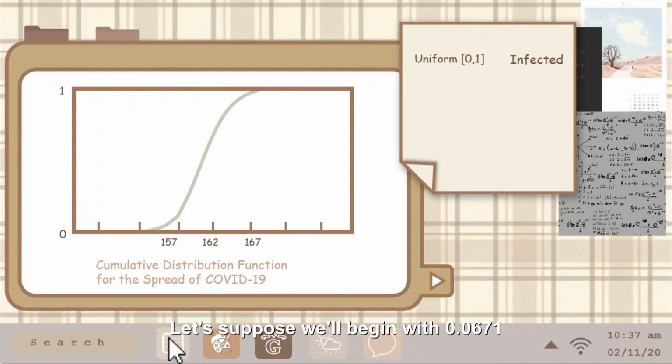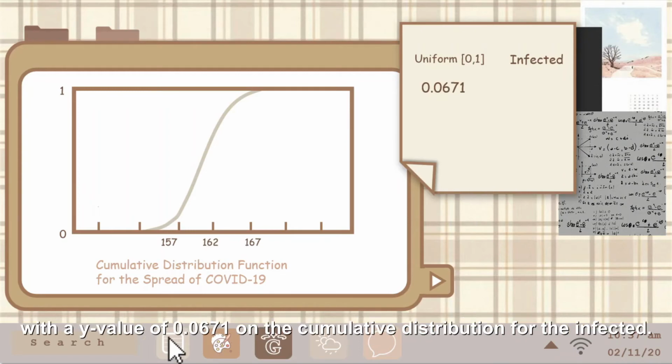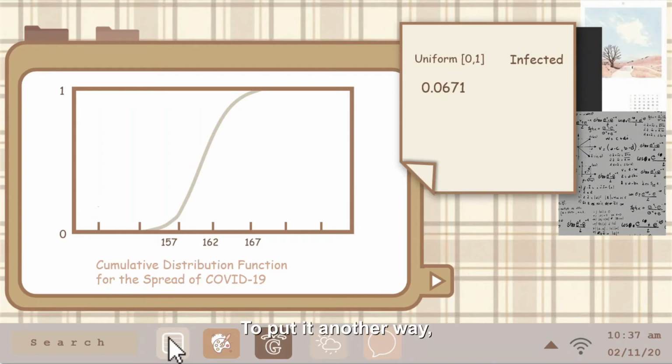Let's suppose we'll begin with 0.0671 as the first number in the sequence. So we find the point on the cumulative distribution for the infected with a y value of 0.0671. To put it another way, we discover the infected, such as locating the point on the distribution for the infected whose y value is 0.0671. In other words, we find that 6.71% of Filipino people are infected.